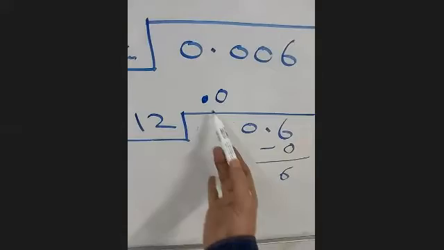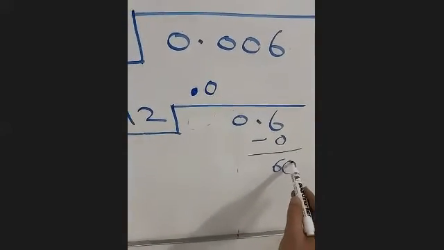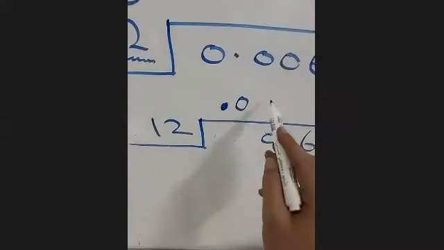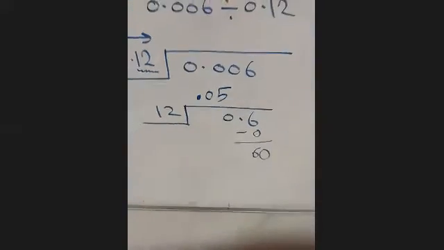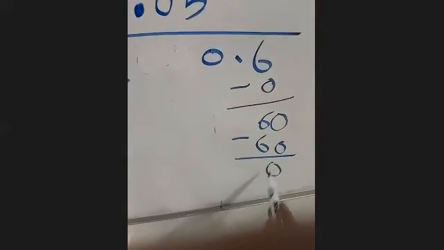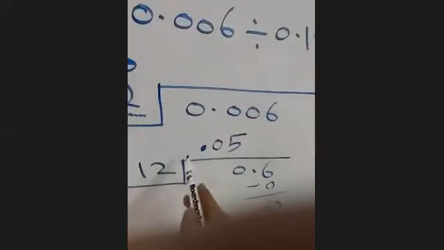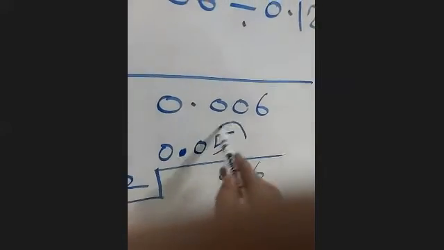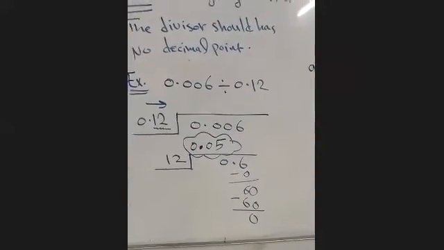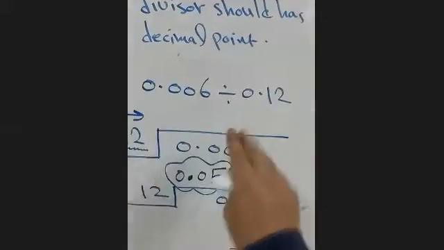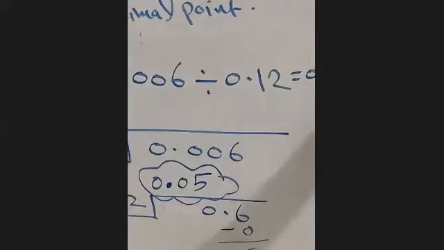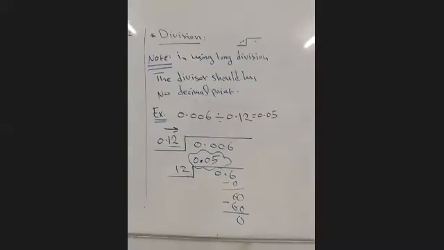Now I have the decimal. I can add 0 here to make 60. Now 60 divided by 12 is 5. Guess and try. Now 5 multiplied by 12 is 60. Subtract, 0. Now this empty space here, I can add 0. So my answer now is 0.05. So the answer of this division is 0.05. Again, I will re-explain it.